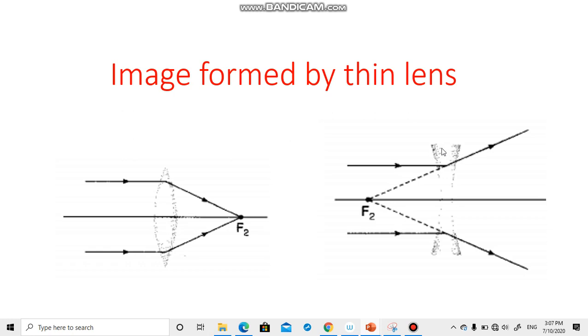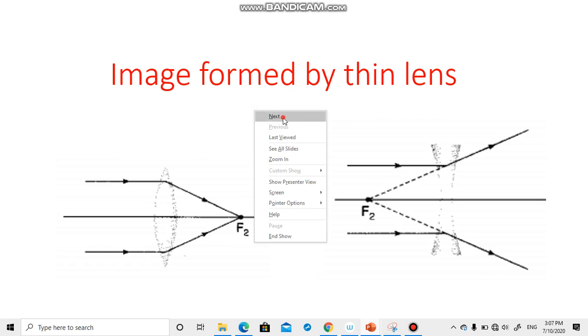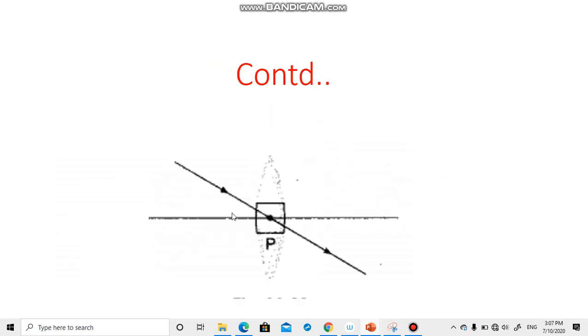Similarly, when you talk about rays which are falling on the concave lens parallel to the principal axis, after falling on the concave lens they will diverge, and you need to back extend them, and they will meet at the focus. This is one rule. Then the ray which is passing through the optical center will go straight.